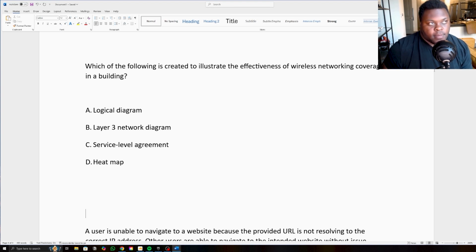It just describes the expected service that is meant to be provided. In D, a heat map. This will show the wireless coverage in a building, which is what we're looking for. And so the best answer choice is answer choice D, a heat map.